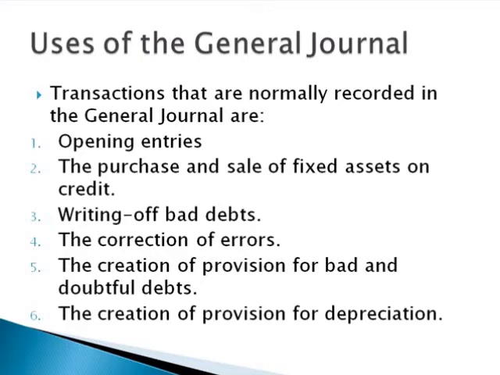Other uses of the general journal: transactions that are normally recorded in the general journal are: number one, opening entries. These are used to open a new set of accounting books. Number two, the purchase and sale of fixed assets on credit. So when there's a purchase and sale of fixed assets on credit, you use the general journal. You also use the general journal to write off bad debts as well.